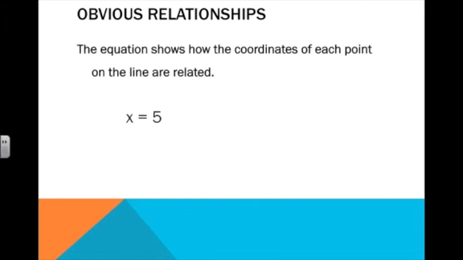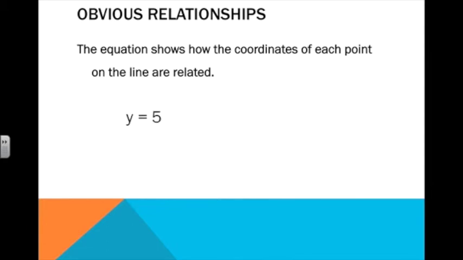Here's another one. x equals 5. Now this means all the points have an x coordinate of 5. So we can actually use any point as long as its x coordinate is 5. Here I chose the points (5, 4) and (5, 1) and drew the vertical line through them.